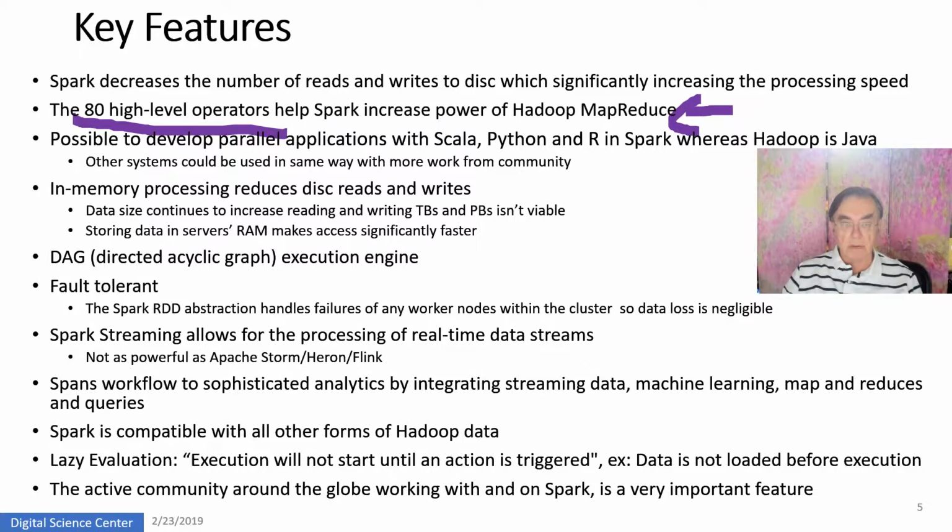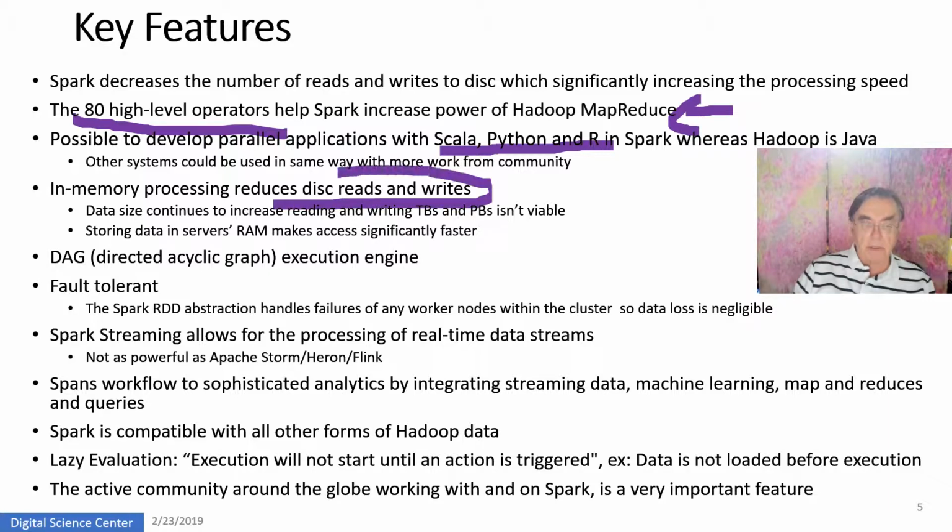And they say it can do these other languages, Scala, Python, and R. And of course, Hadoop could actually be used in Scala, Python, and R. It just needs work. We know it takes several months to add Python to Twister 2, which we will be doing over the next few months. The in-memory processing reduces disk reads and writes, which makes everything faster.